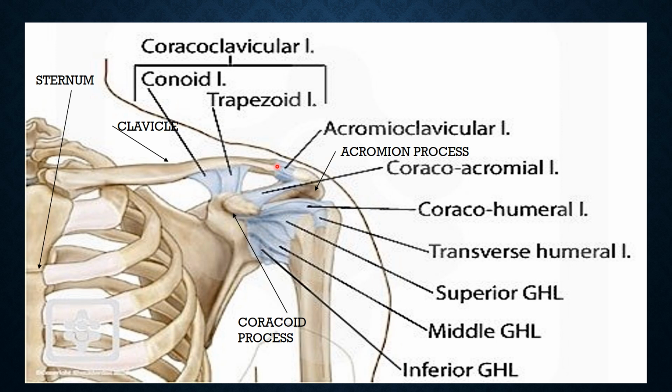So they are basically keeping the attachment of the scapula to the clavicle intact, and they also maintain the shape of the shoulder square, right? So these tiny ligaments are maintaining the shape of the shoulder square.